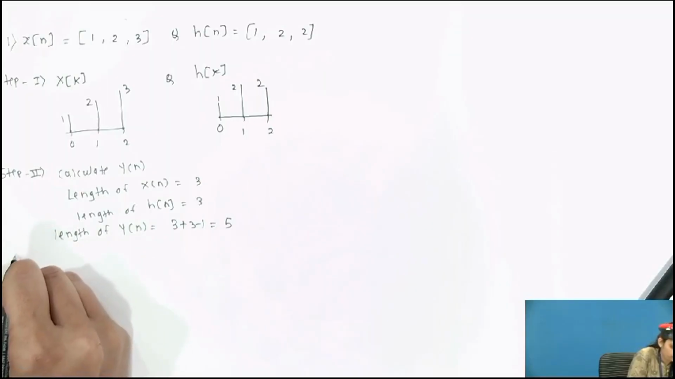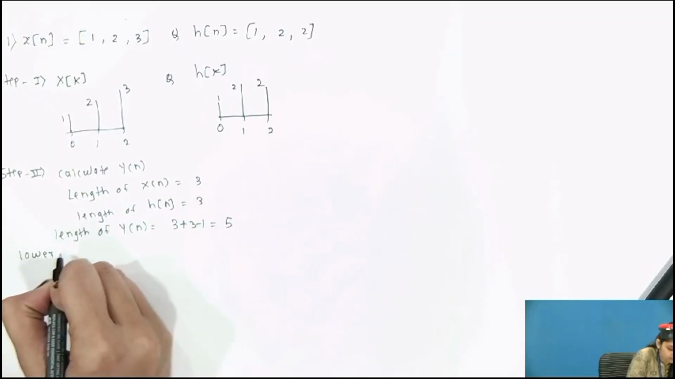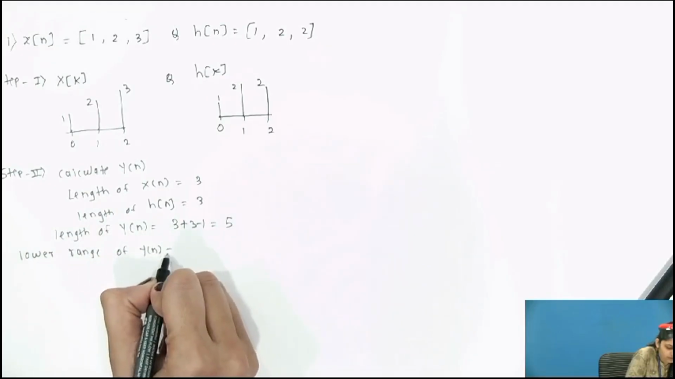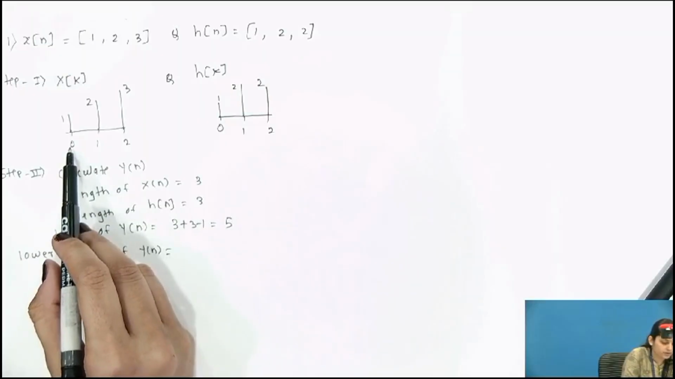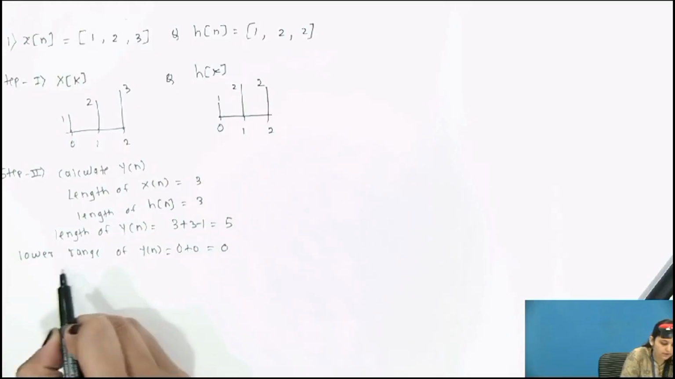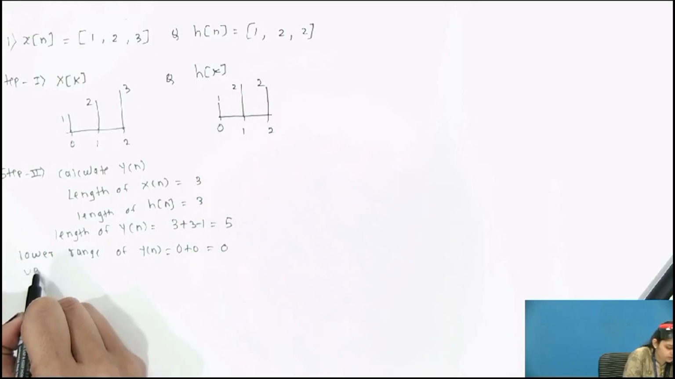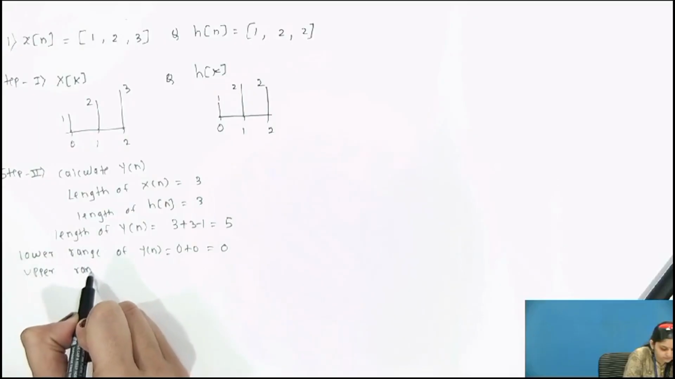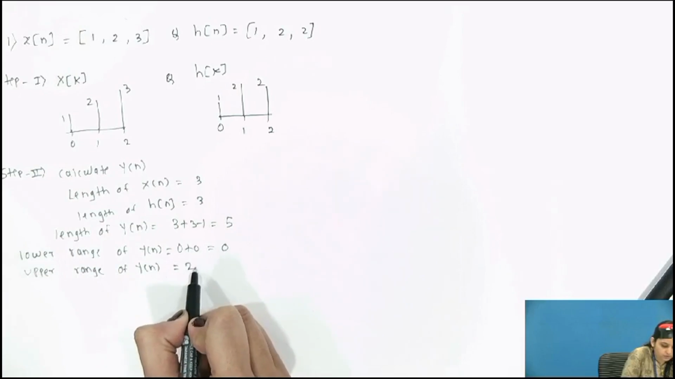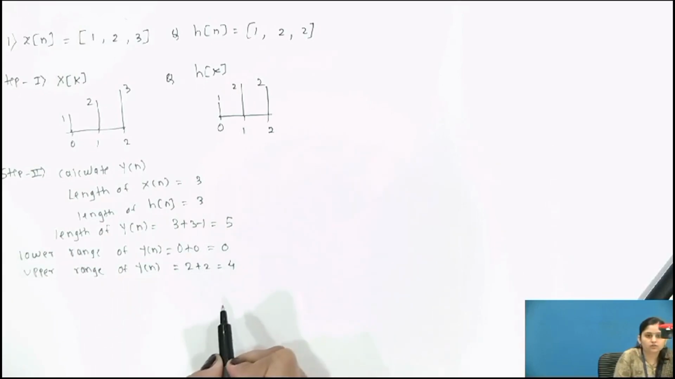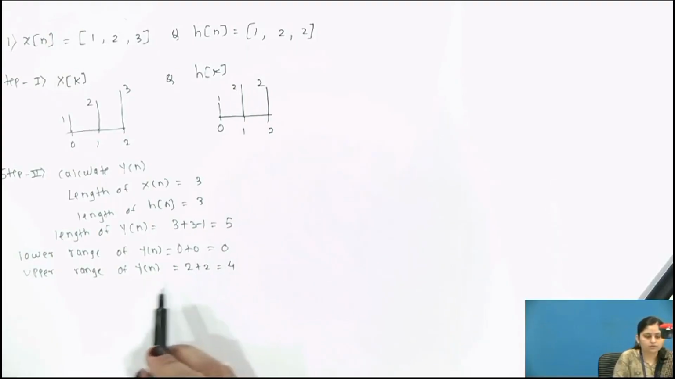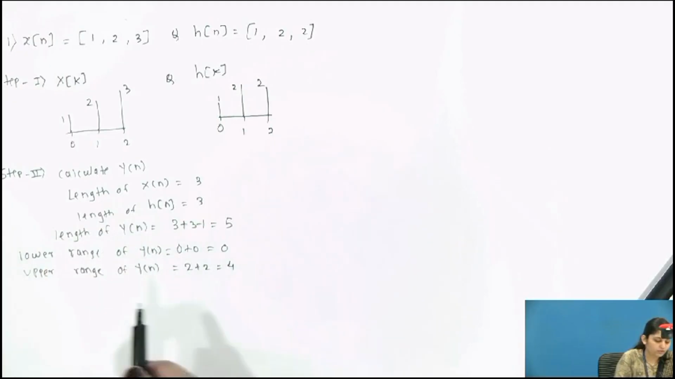At the same time, we have to calculate the lower range of y of n. The lower range of y of n is nothing but the lower range of x of n plus that of h of n, which is 0 plus 0. That means our y of n starts from 0, and then we find its upper range. The upper range of y of n is 2 plus 2, which is equal to 4. So our y of n has a total of 5 samples, from 0 to 4. So in step number 2 we calculated the length of the output y of n.